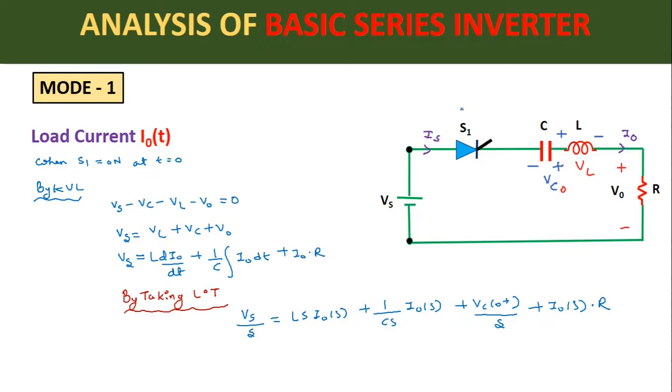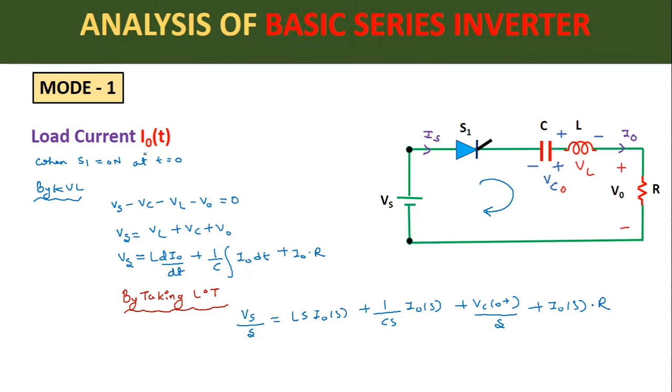During mode number 1 operation, only S1 SCR will be in the on condition and S2 SCR will be in the off condition. So this is the final circuit diagram for the mode number 1 operation. At time t is equal to 0, when S1 thyristor goes into the on condition, a load current starts flowing in the circuit in the anti-clockwise direction like this. This load current will flow through this capacitor, this inductor, this thyristor and this load resistor. So through all the components this load current I0 will flow.